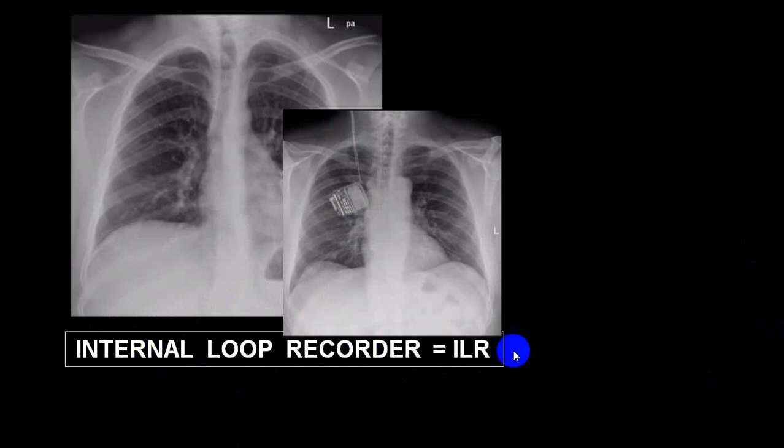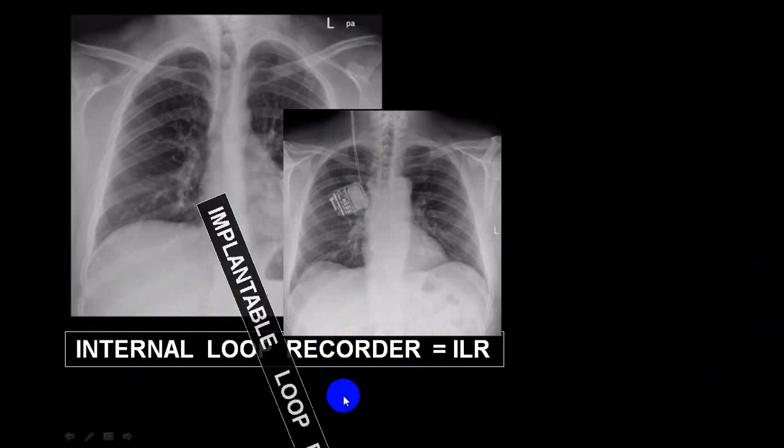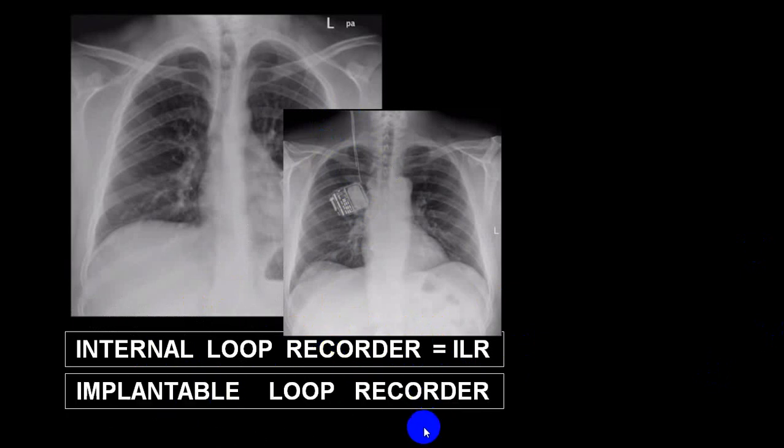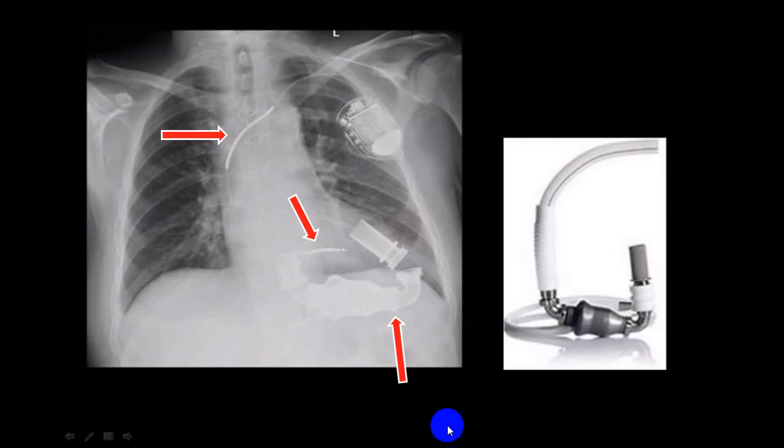So this can also be seen in a case of an implantable loop recorder. Now you can see very clearly. Now you can see this coil, and this is another coil. Clear? And you can see this device.